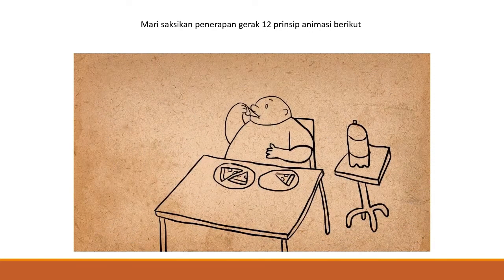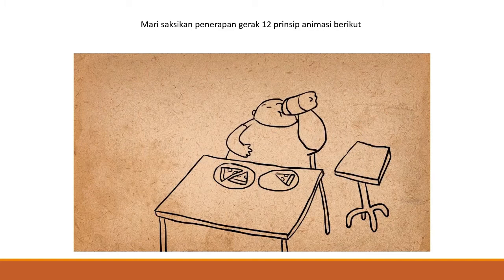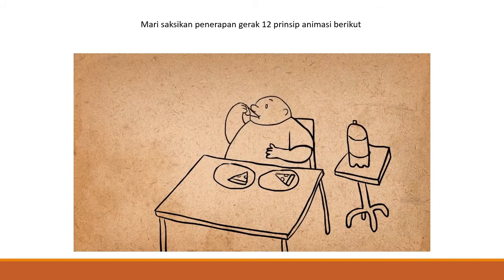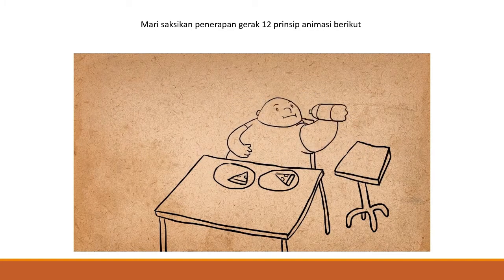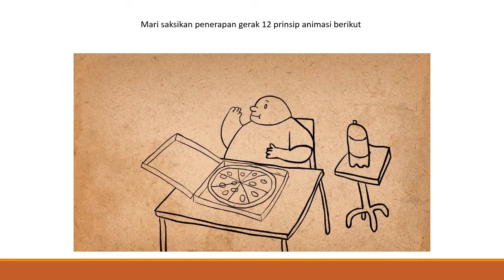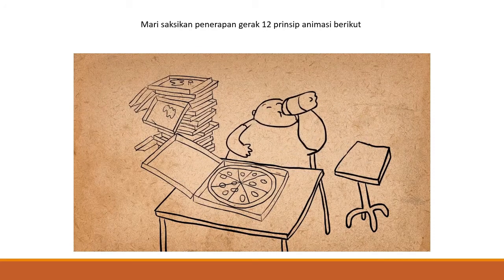Let's take this scene and give it the staging treatment. This fat guy is eating pizza. The idea that we want to convey is that he is a severe overeater. So let's set the stage more. Let's give him more pizza and put piles of pizza boxes behind him and stains on his shirt.